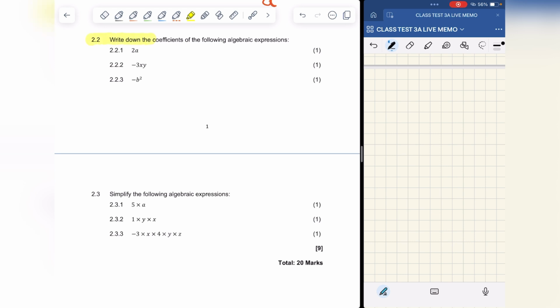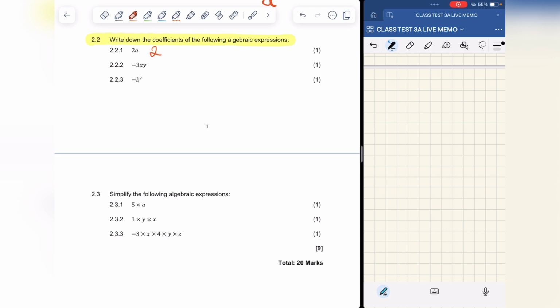2.2, write down the coefficients of the following algebraic expressions. So coefficients are the numbers that are attached to variables. So for the first one, I've got 2a. So in 2a, a will be the variable because it is the unknown part of that term. The number that is attached to it is called the coefficient. So if I wanted to know what is the coefficient of 2a, then the coefficient is not 2a again, because coefficients do not include the letter or the variable. So the coefficient there is just 2.